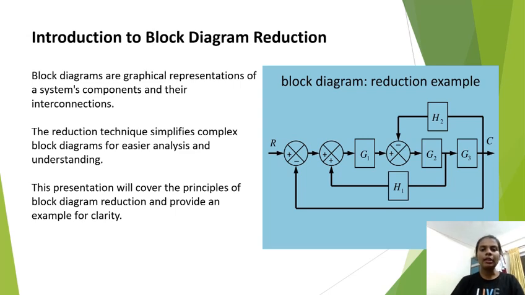Block diagrams are graphical representations of a system's components and their interconnections. The reduction techniques simplify complex block diagrams for easier analysis and understanding. This presentation will cover the principles of block diagram reduction and provide an example for clarity. The figure shows the block diagram which consists of G1, G2, G3, which are forward paths, and H1, H2, which are feedback paths.